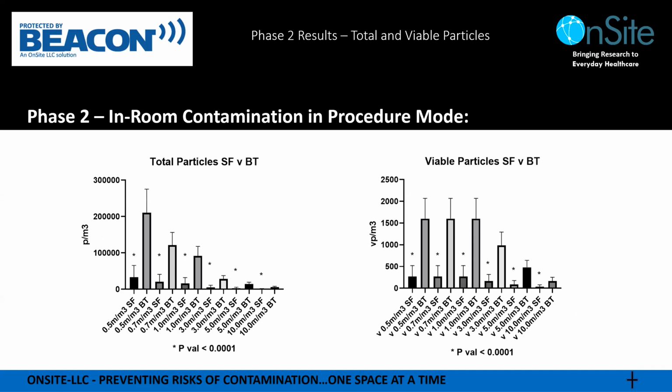So using the real-time BioTrack total and viable particle counter, you see the same result, whereas there is consistently significantly fewer particles per cubic meter within the sterile field, or within that area of better air control, than there is outside of the sterile field at that back table. And you see that both with total particles as well as with the viable particles.